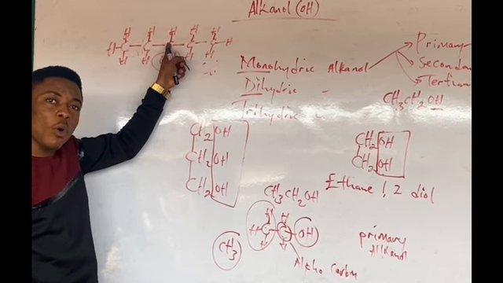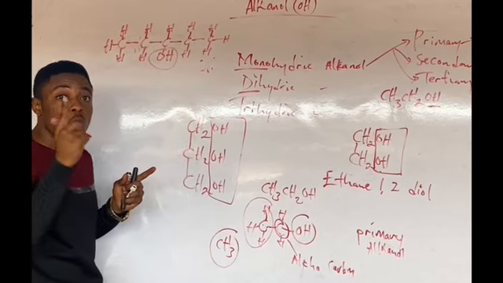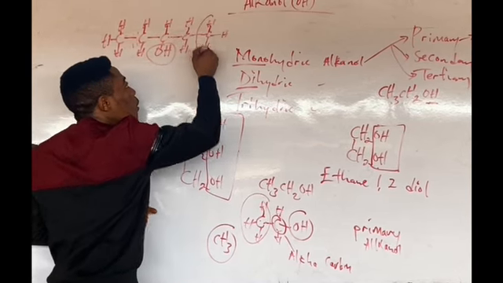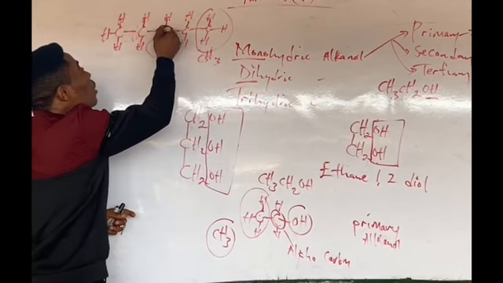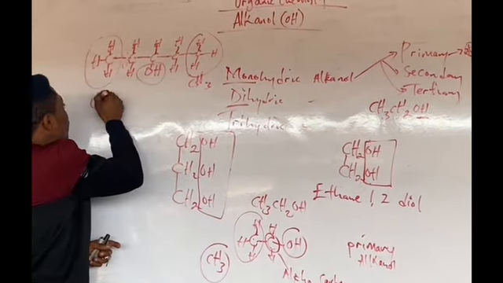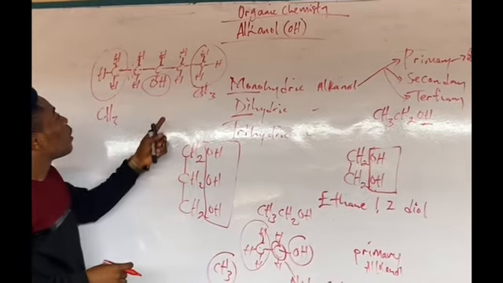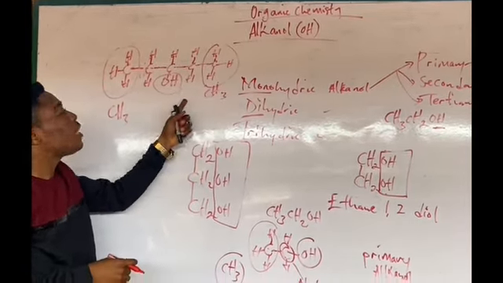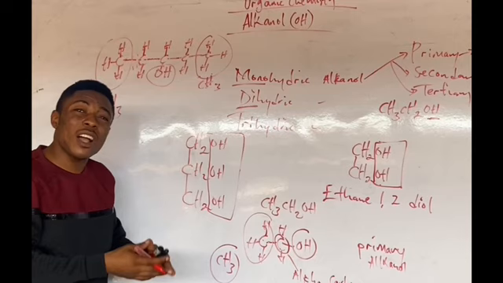Now, the alpha carbon has direct link with what? How many methyl group? 2 methyl group. Now look at it. It has direct link with this. This is CH3, a methyl group. And it also has another direct link with this. Another CH3. Are you getting it? Now, for the fact that the alpha carbon has direct link with 2 methyl group, we'll call this alkanol a secondary alkanol.